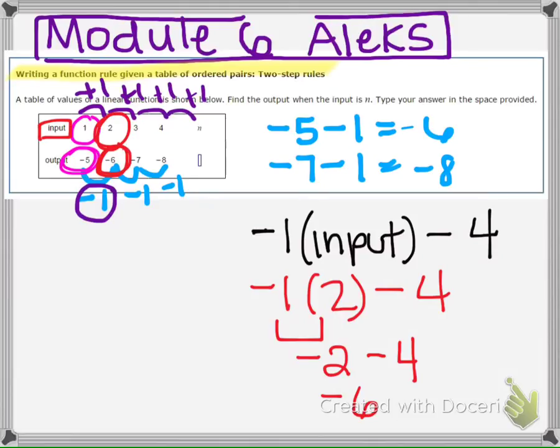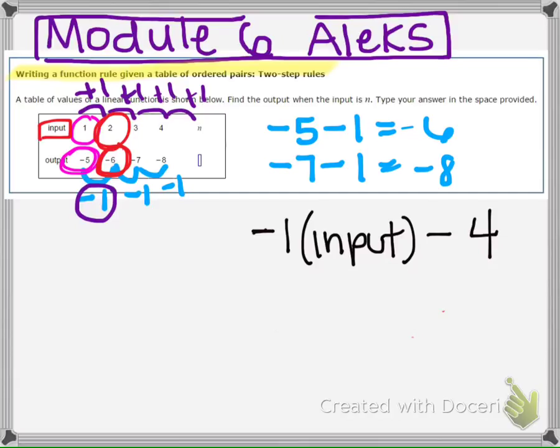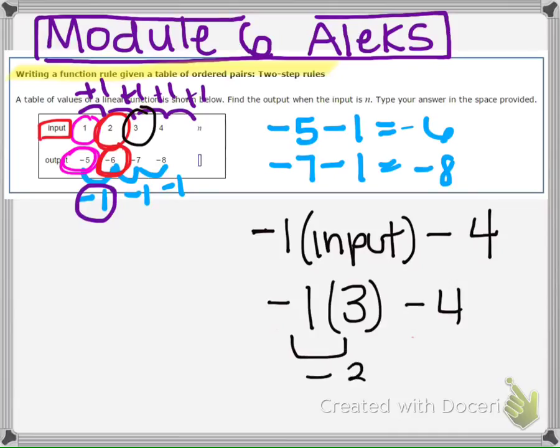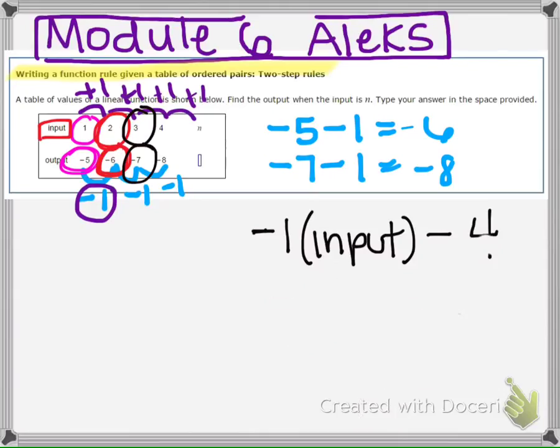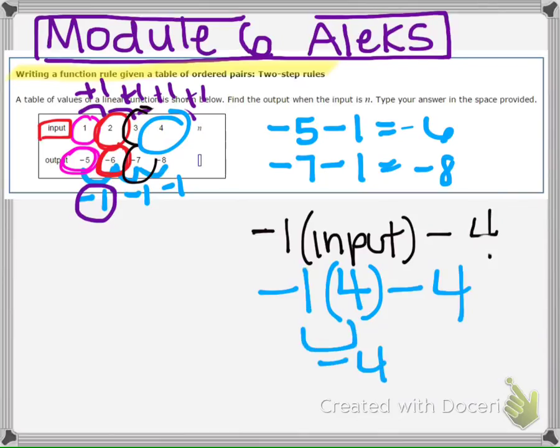Now I'm going to try the next one. Okay, so this time I'm going to input a 3. We would have -3 minus 4 is -7, and that's what we get for its output. Now it has to work for all of them, so I'm going to go ahead and try the next one here. So I'm going to input a 4. -1 times 4 is -4, minus 4 is -8. So it works. So now it wants us to do that for n.